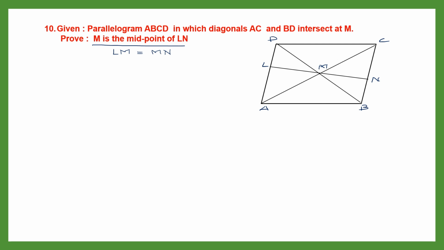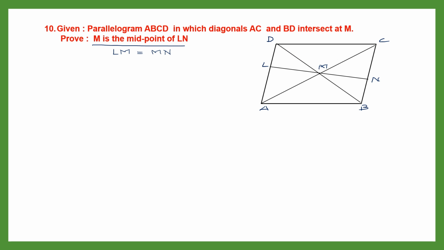Now the first thing we'll take is BM and MD. Now this line BD. Okay, now since it is a diagonal, the diagonal has bisected the parallelogram. So BM will be equal to MD.